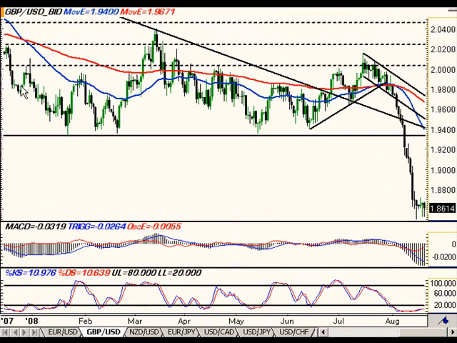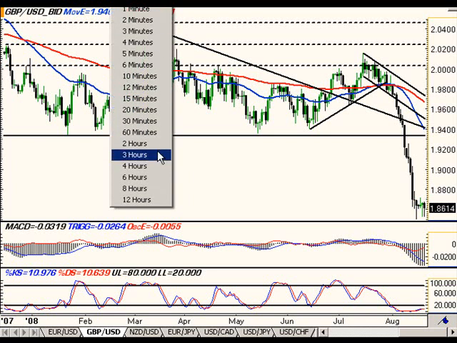When we look at the British pound, the same story. It's been crossed over. The trend is defined to me as down. The MACD is still down, but we also need to come up through the 20 line on our stochastics.